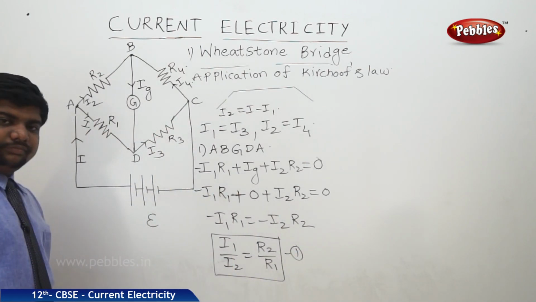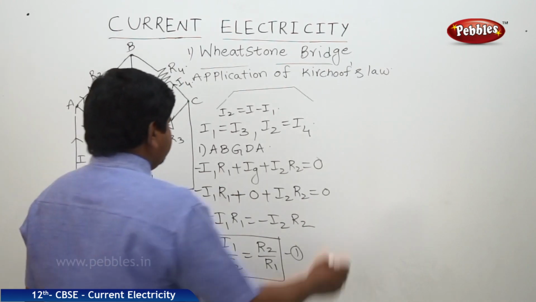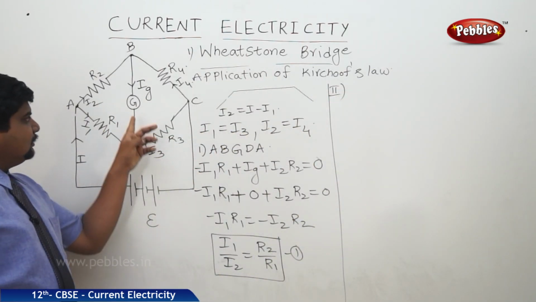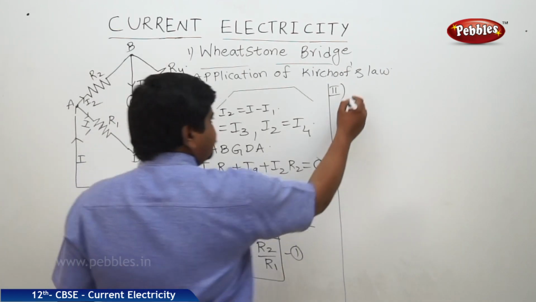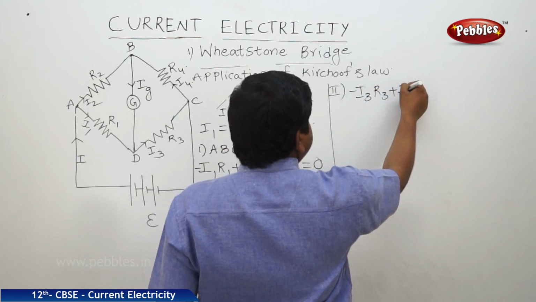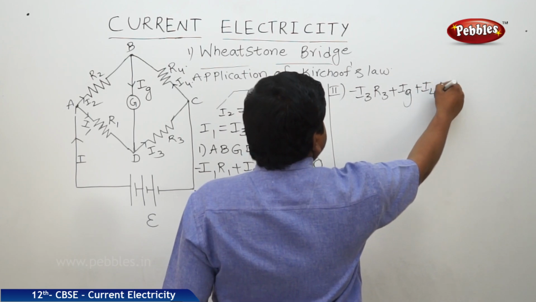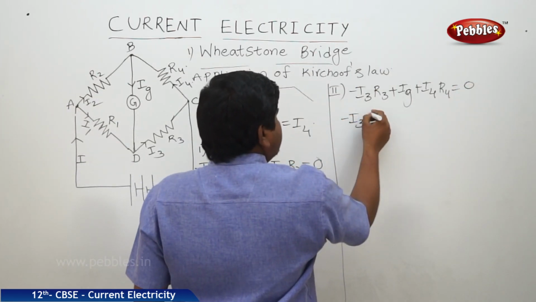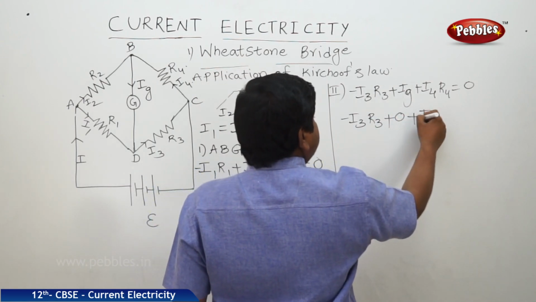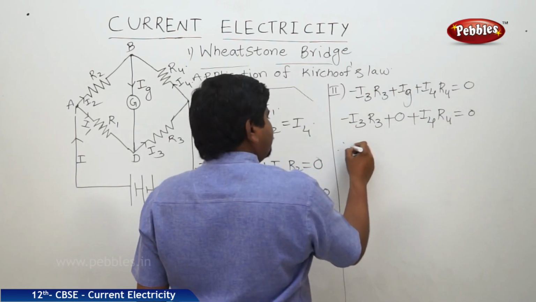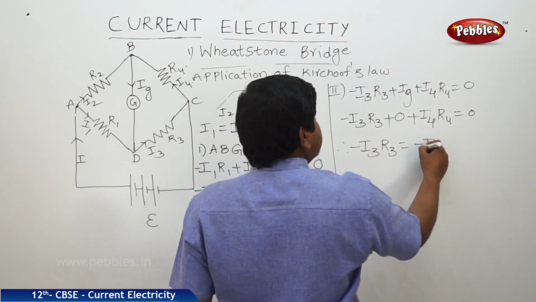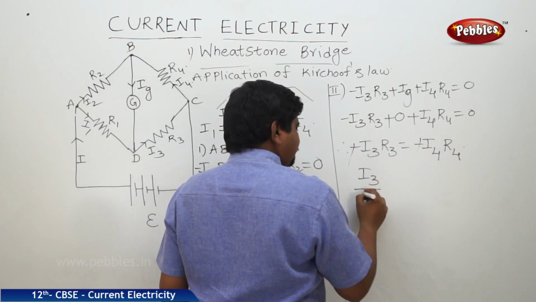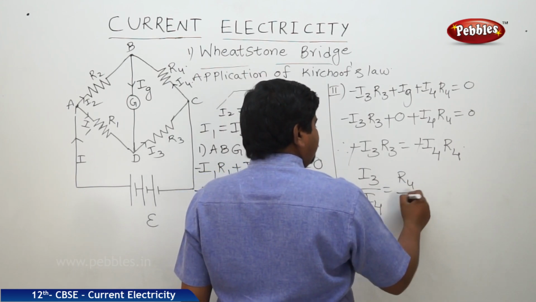This is equation 1. And we will apply the same Kirchhoff's law rule for the second arm. So second arm: minus I3 R3 plus IG plus I4 R4. Again, the sum of all potentials around a loop is 0. Same, minus I3 R3 plus IG, which is 0, plus I4 R4 is equal to 0. Therefore, minus I3 R3 is equal to minus I4 R4. The minus signs cancel. Therefore, I3 by I4 is equal to R4 by R3.